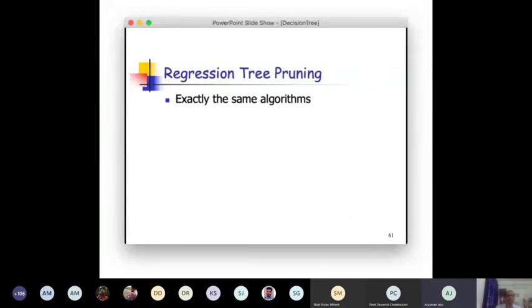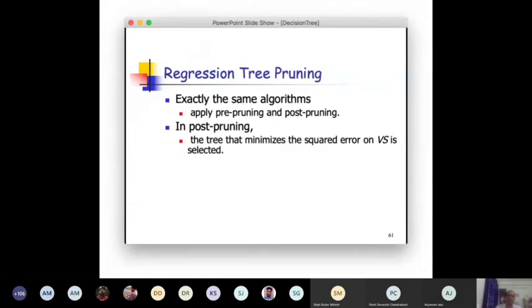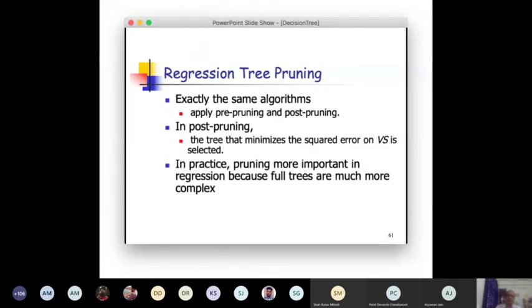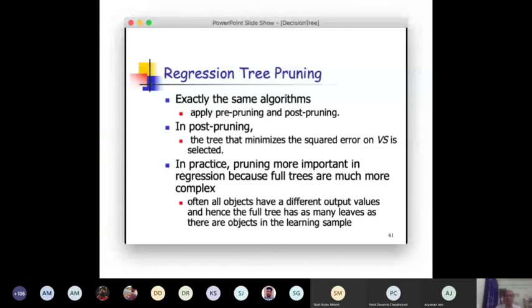Yes, sir. So you can also use the pruning algorithms the way you have done in the previous case. Only your measure, instead of accuracy, would be a mean square error kind of measure. So that is what you have to minimize: the squared error on the version space is selected. That tree is selected. And in practice, pruning is more important in regression because full trees are much more complex. So pruning is more often used here.